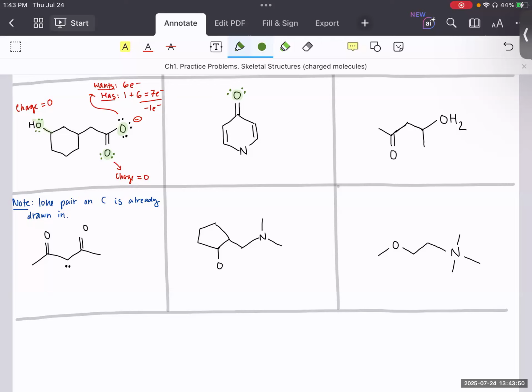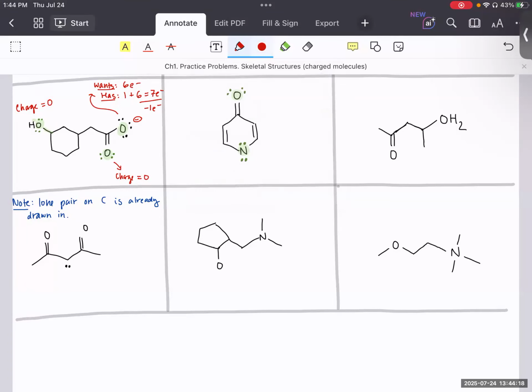on that one. However, on this bottom nitrogen here, this nitrogen has two bonds, but if we recall, a nitrogen wants to have three bonds to be neutral. And so since it doesn't have a full octet, we have to add in two lone pairs here. And so we're going to add in those two lone pairs to that nitrogen.